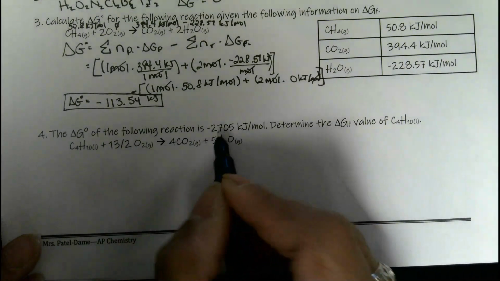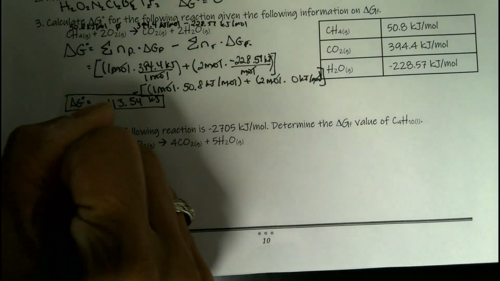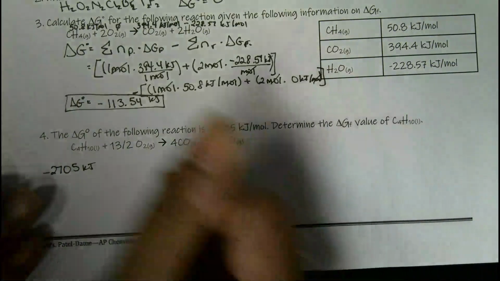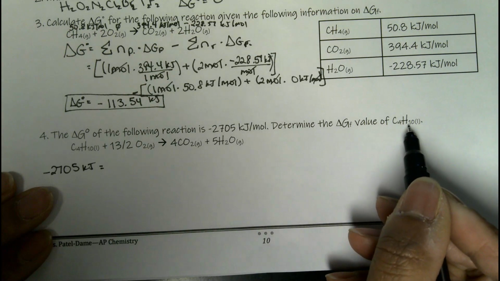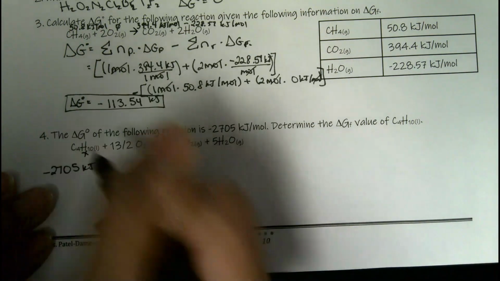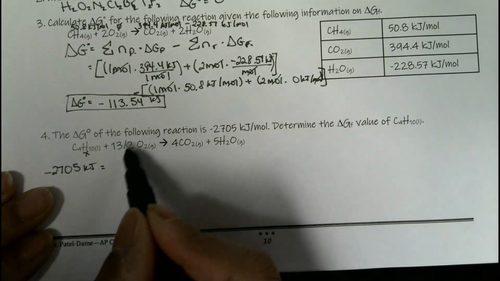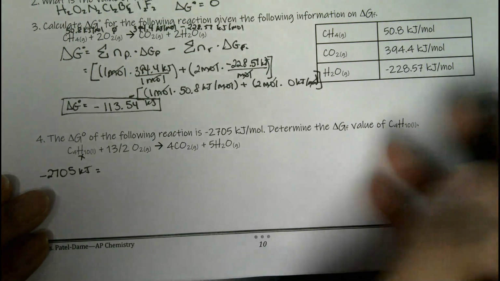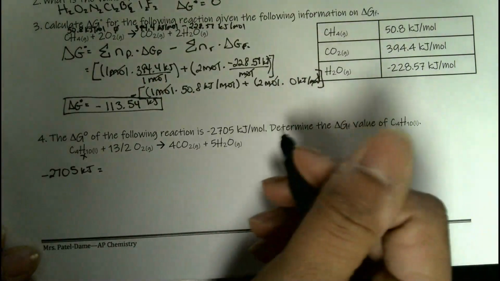All right, coming down here, the delta G of the following reaction is, so this time they give me the whole reaction. So that is negative 2705 kilojoules. Sorry about having that in there. Determine the delta G of formation of C4H10. So this is my unknown. I know that oxygen will still be 0. My CO2 is given to me over here, and my water is given to me over here. So don't forget that's still over there.